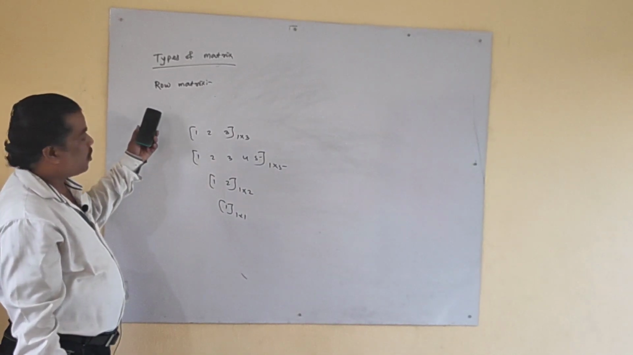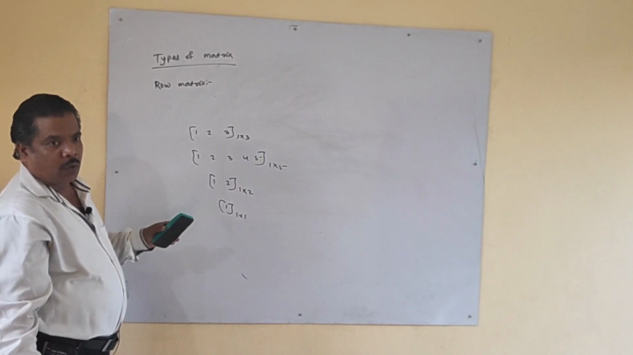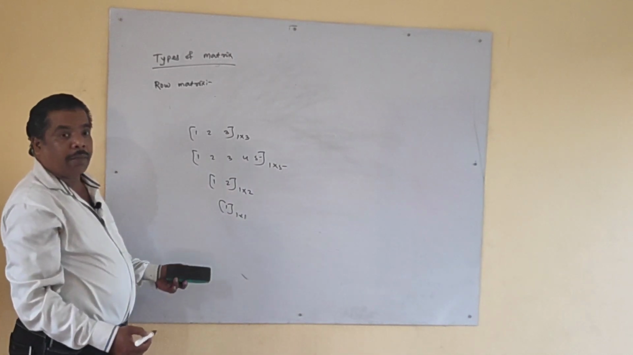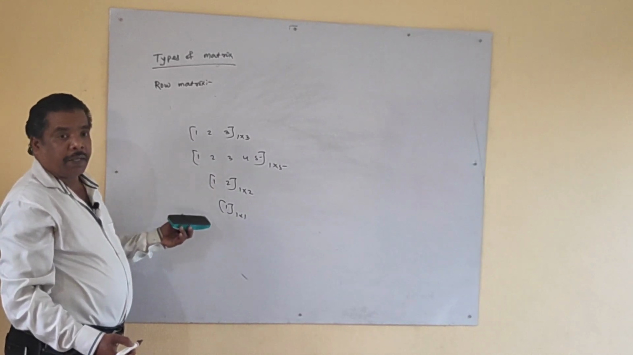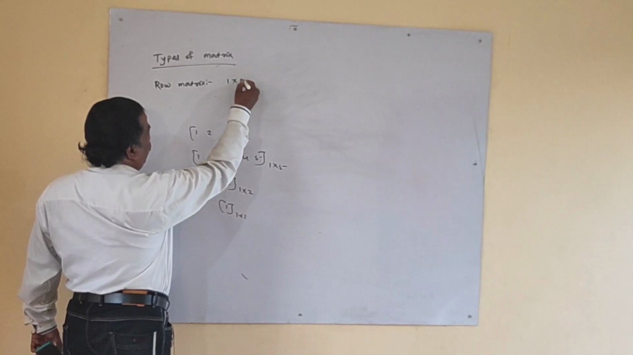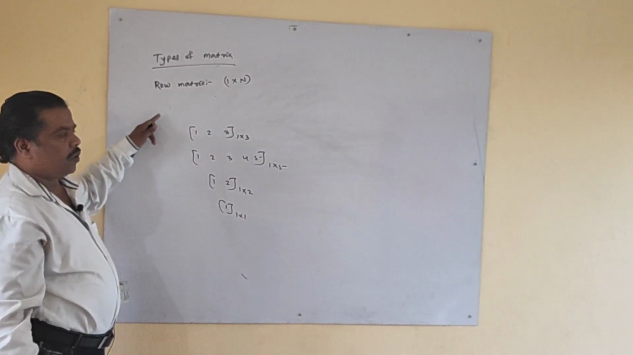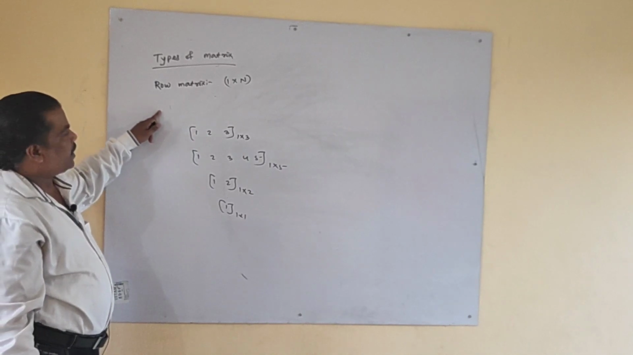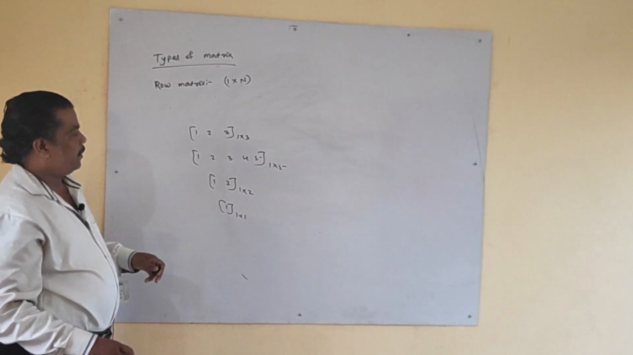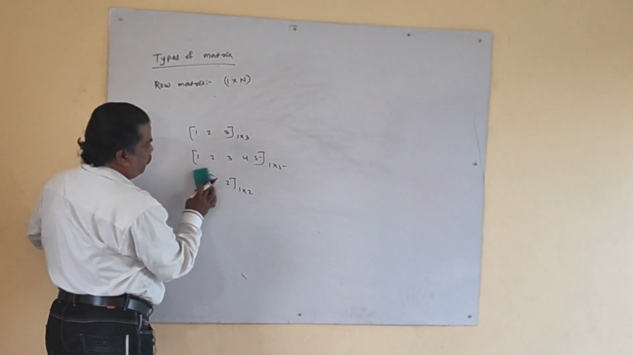So such a matrix is called a row matrix. It has only one row and the number of columns may be 1, 2, 3, or any number. So the order of a row matrix is 1 into n. Every 1 into n matrix is called a row matrix. It possesses only one row and the number of columns is n. Next, we start the column matrix.